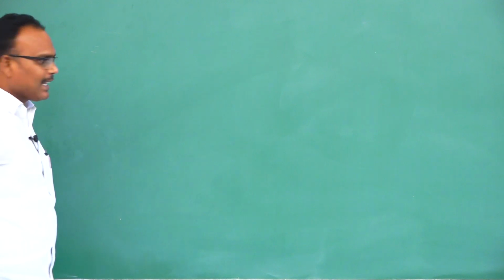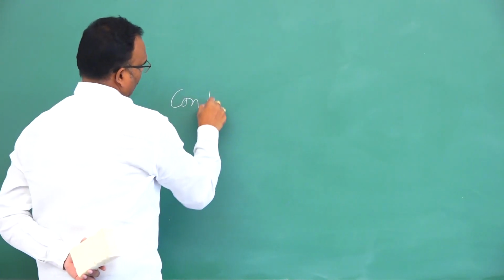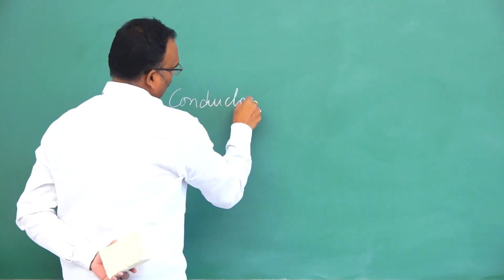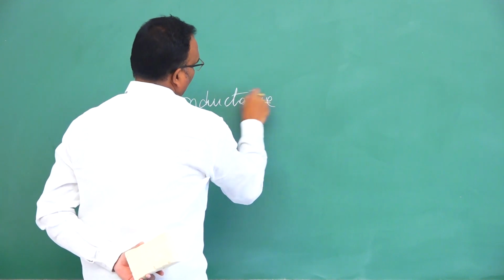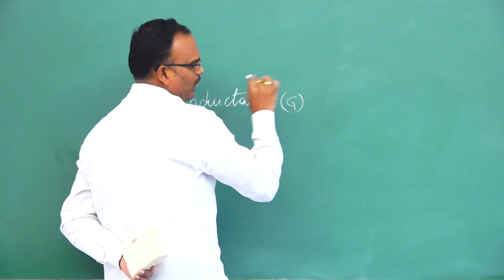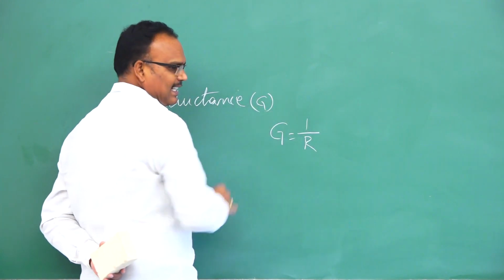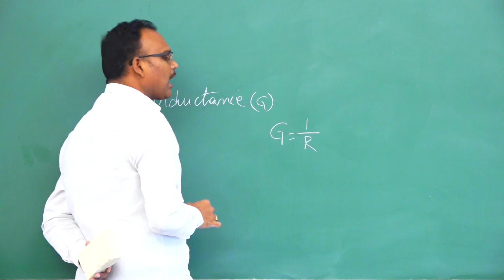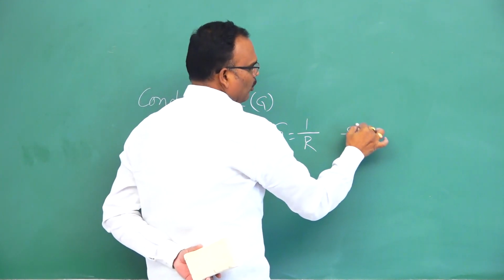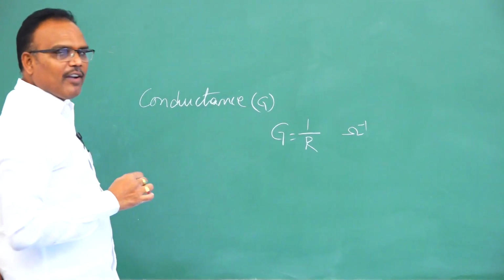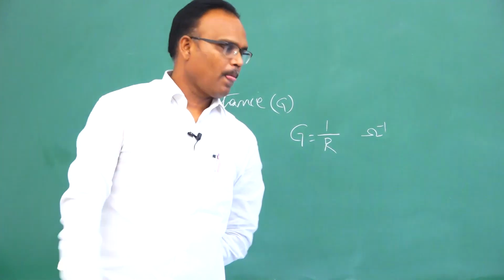Okay, next, conductance. Conductance is usually denoted with letter G. Conductance is the reciprocal of resistance. It is called conductance. So unit is ohm inverse, or we can even call it mho.